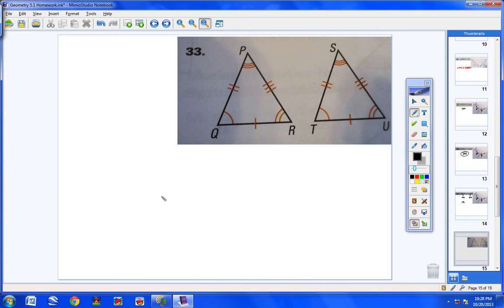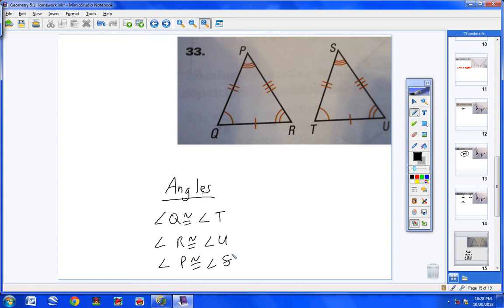Well, this might be a little long, but it's still very easy. Let's start off with the angles very quickly. All right, so let's write congruent angles. Well, angle Q is congruent to angle T. Angle R is congruent to angle U. And angle P is congruent to angle S. Now, does everybody see how I did that? I noticed Q had one slash and T had one slash. Angle R has two slashes, angle U has two slashes, etc., etc.